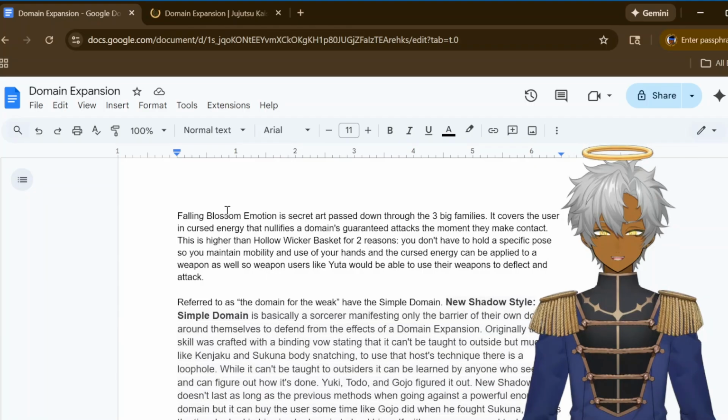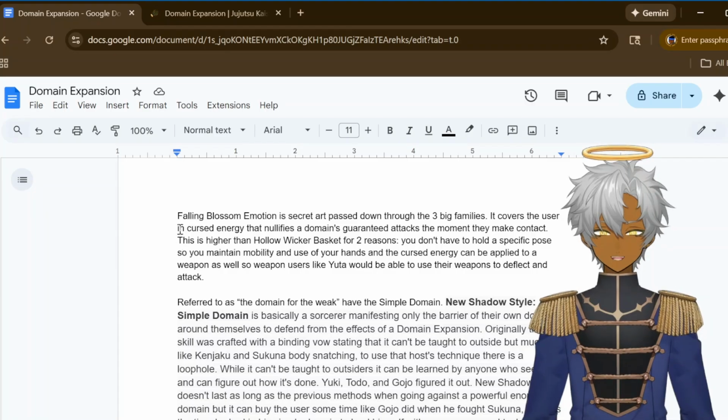Next on the list is called Falling Blossom Emotion. Falling Blossom Emotion is a secret art passed down through the three big families. The three big families being the Gojo family, which Satoru Gojo is from, the Zenin clan, which Maki and Naoya, Naobito, and all of them are from, Megami and Toji are also from there. And then you have the Kamo clan, which Noritoshi Kamo is from, and then also technically Yuji, Choso, Kechizu, the other Death Moon paintings, they're all part of that family, along with the other Noritoshi Kamo, who was Kinjaku.